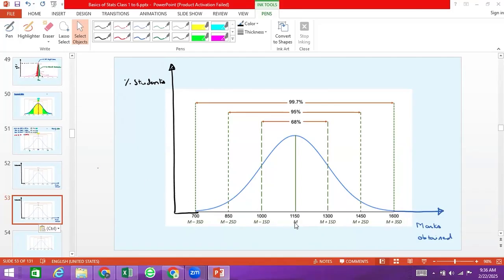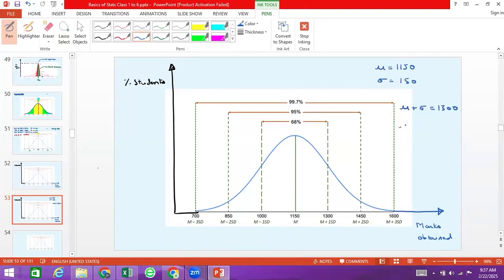The mean is 1150. After that, mean plus 1 SD is 1300. Your mean should actually be represented with the symbol mu. Mu is your 1150, that is your mean. Your standard deviation is 150. So mu plus sigma, that is plus one standard deviation, will be 1150 plus 150, that is 1300.